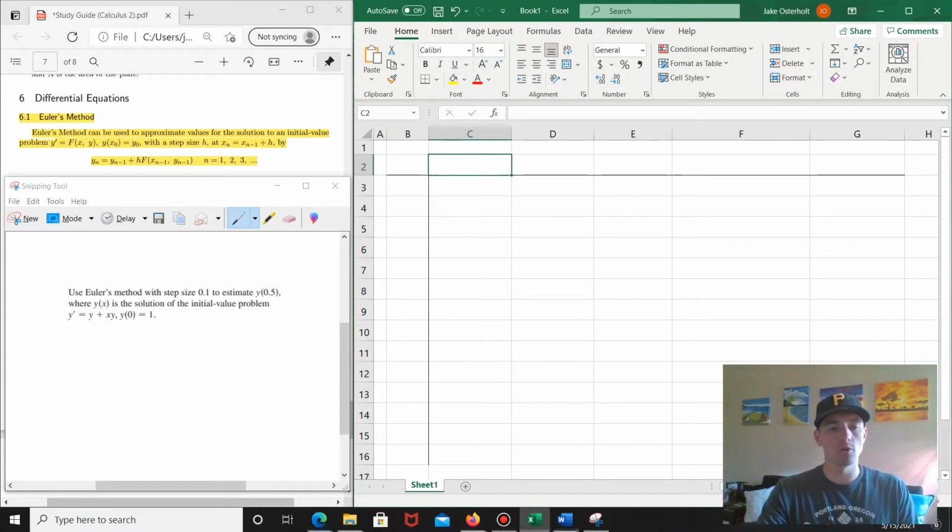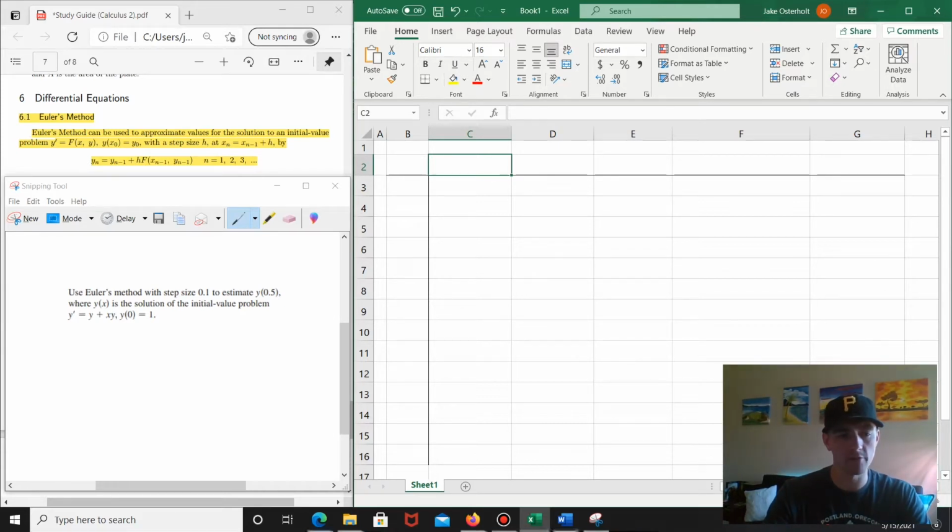So today we're going to be going over this problem right here. You can see in the lower left corner of the screen, we're going to use Euler's method with a step size of 0.1 to estimate y of 0.5, where y of x is the solution of the initial value problem y prime equals y plus xy, and we know y of 0 is 1.